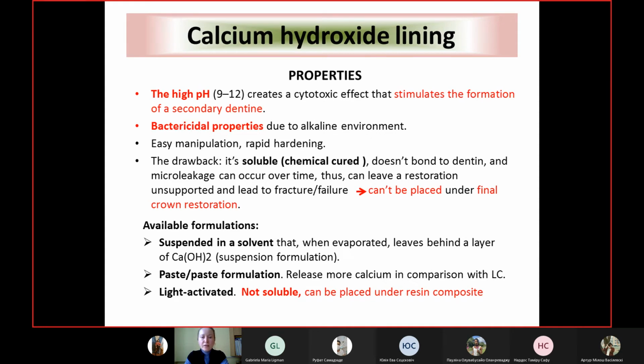Available formulations. It is suspended in a solvent. It is a paste-based formulation. It's the most favorite one, and light activated as well, a good one. Properties of paste-based formulation: they release more calcium in comparison with light curing and light activated formulations, but they are soluble. The light-cured ones are not soluble, but they are not so good at releasing calcium. Not soluble means that they can be placed under resin composites in a final crown restoration.